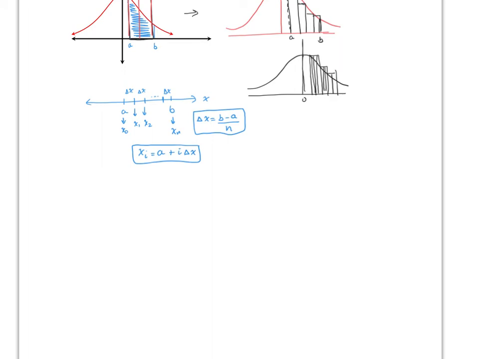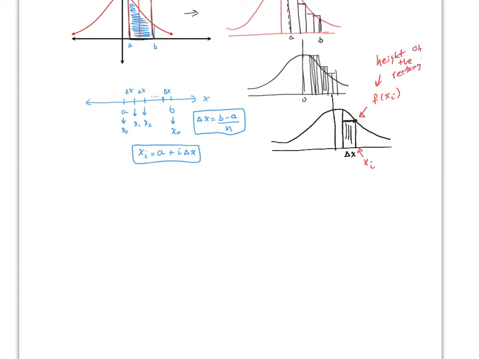Okay, so now let's focus on one specific rectangle. So let's say we go from here to here, and we only focus on this rectangle right here. Okay. So we already say that the base is gonna be delta x, but this will be at xi. So therefore the height is gonna be f of xi. So this will be the height of the rectangle. Okay.